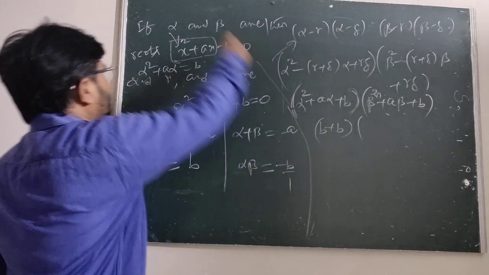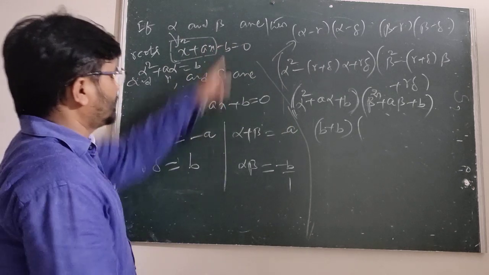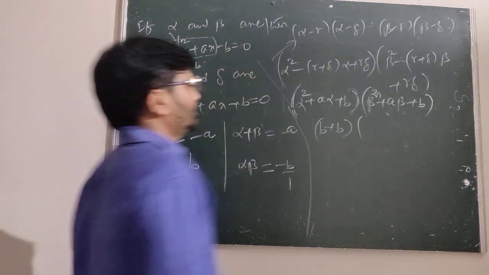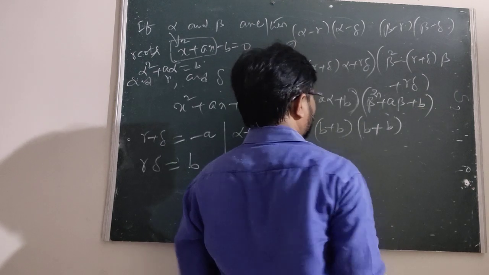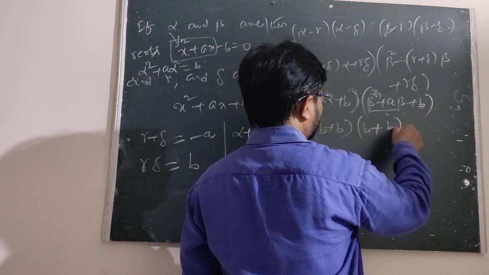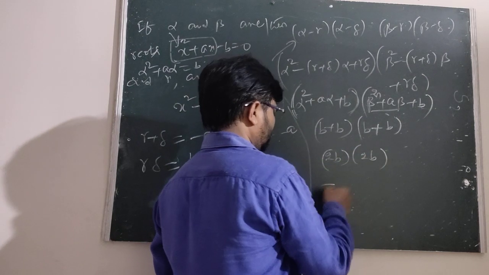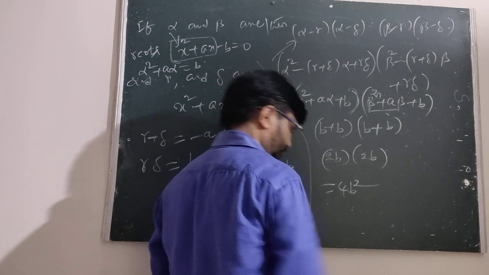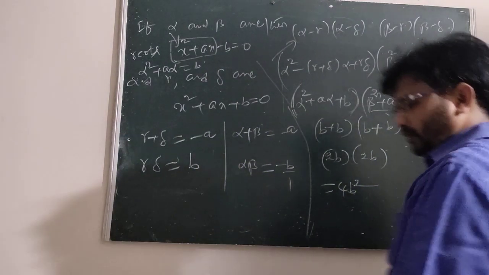Now again beta is also a root of this equation. Beta square plus a beta is b. This is also b. Therefore, this is b plus b, which is 2b. Here b plus b, 2b. Now this is 4b square. Okay. Now we are going to another one.